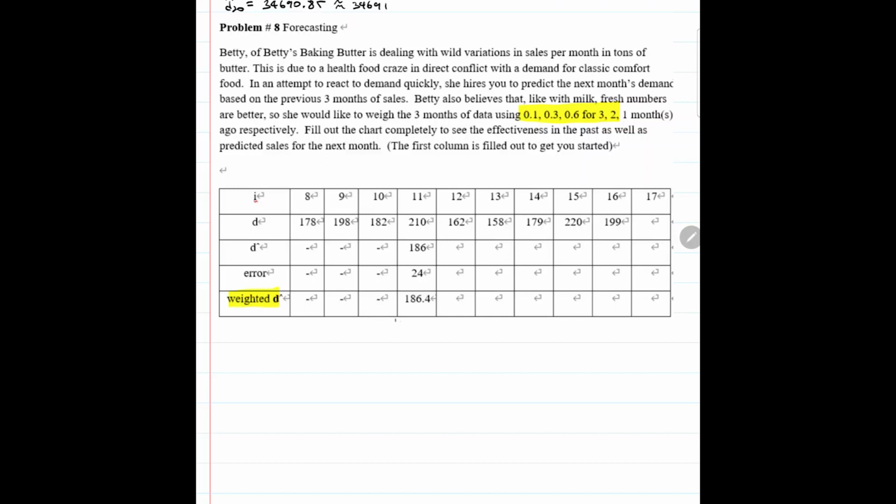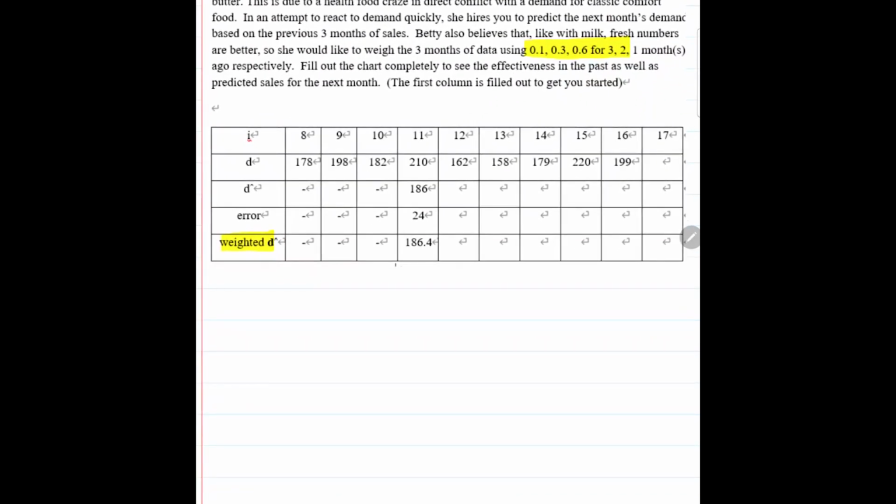So we're gonna do it for month 12 because we already got the month 11. So since it's 3-step moving average, we're gonna use the 3 previous ones, those 3. So average is 180 plus 210 divided by 3, which is 196.36. So let's fill this one out. Let's use different color.